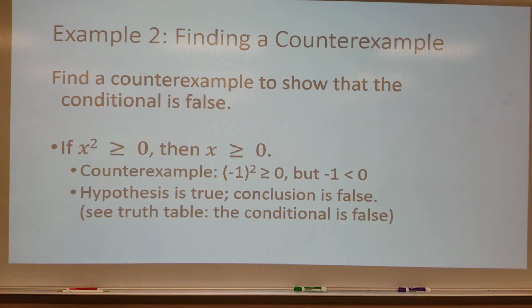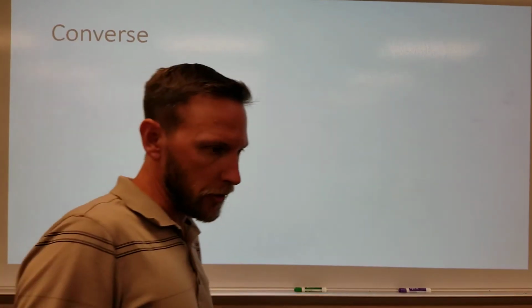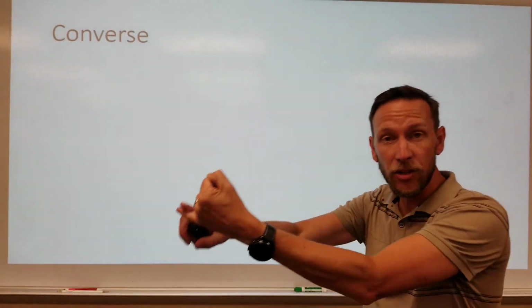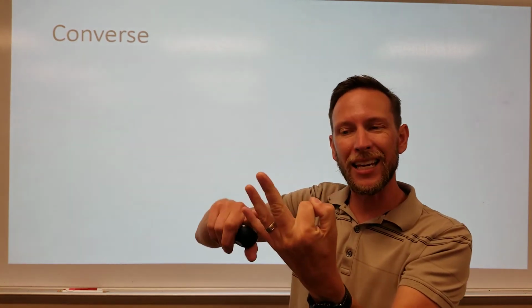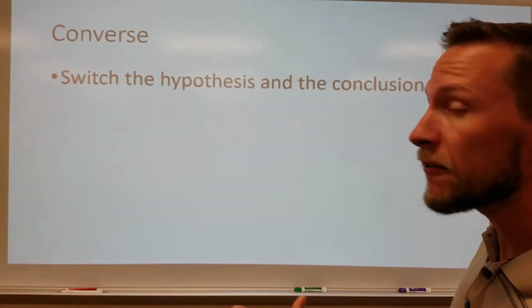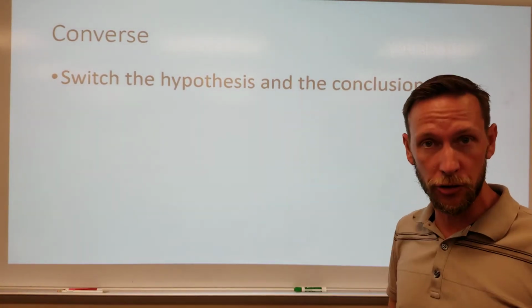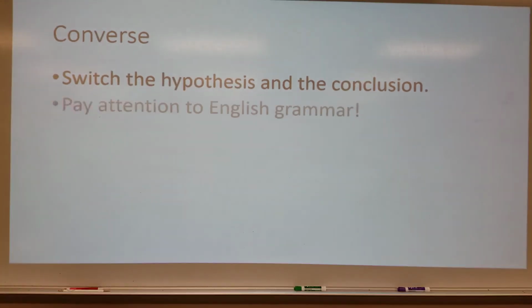Okay? All right, example 3 is going to bring us to what is called the converse. All right, so this is kind of a separate concept. We've had conditionals and their truth values with counterexamples, and then now we're going to take that conditional and rework it and make what's called a converse. A converse is simply switching your hypothesis and your conclusion. Instead of if P then Q, we would have if Q then P.